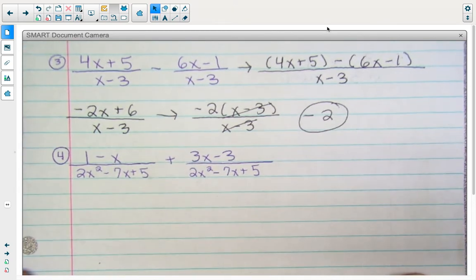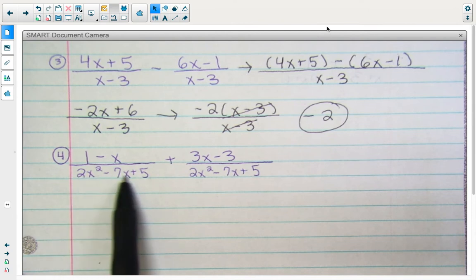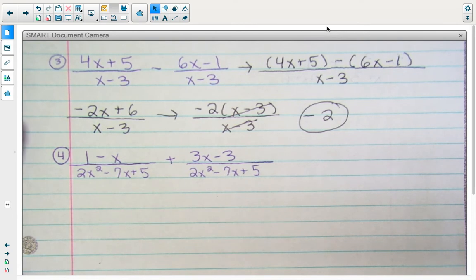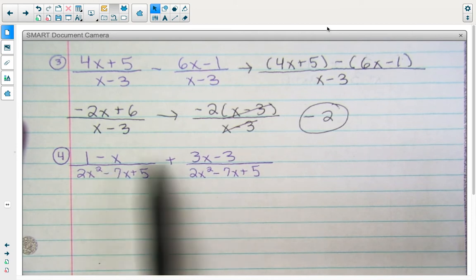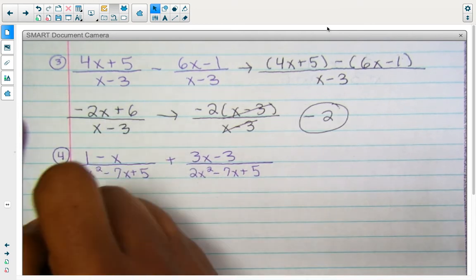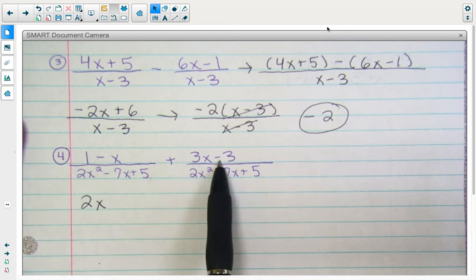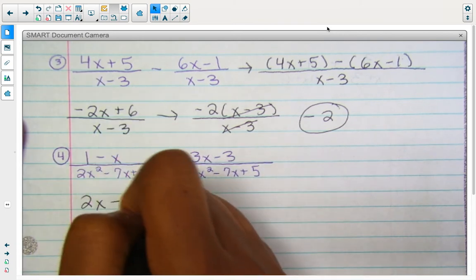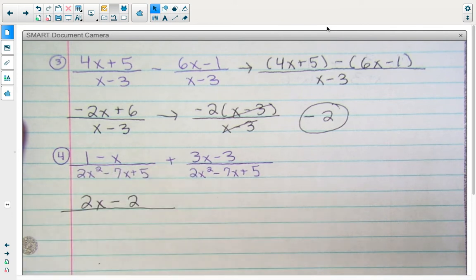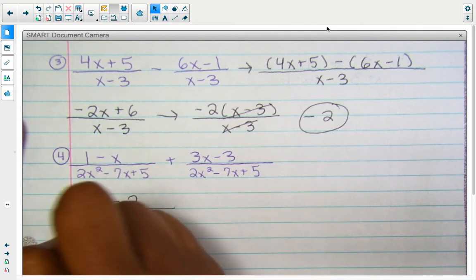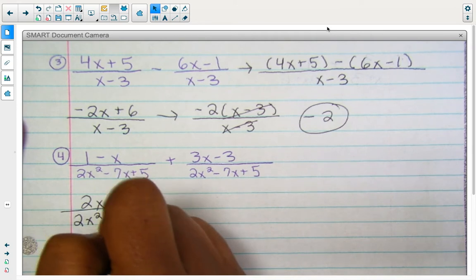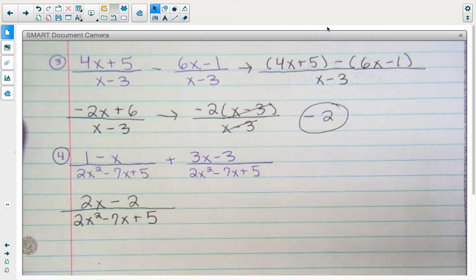We're going to do the same thing with number 4. The denominators are the same, so that's good. That's great news. So we're going to add the numerators. Negative x plus 3x is 2x. 1 plus negative 3 is negative 2. And we don't change anything with the bottom. We just bring it on down. Don't change anything about it. Just bring it on down.